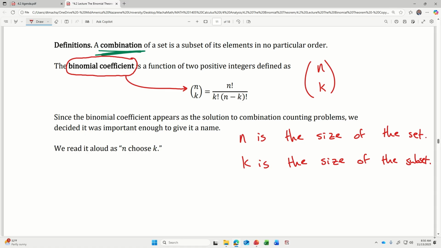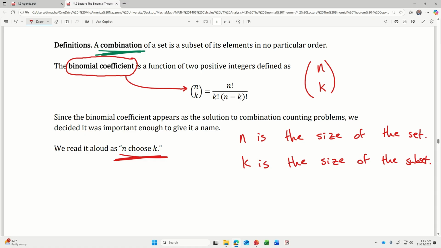When you see this on paper and you want to read it out loud to somebody, you would say, n choose k equals n factorial divided by k factorial times n minus k factorial. So you see this symbol, the binomial coefficient. When mathematicians read this out loud, you say n choose k. Or 12 choose 4.